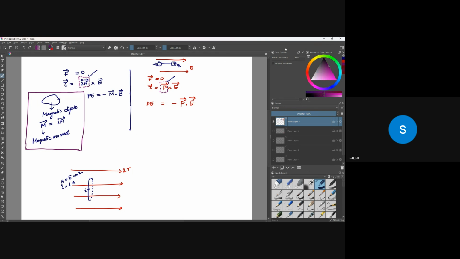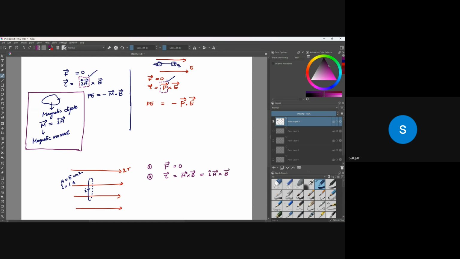Now the question can be like this. First of all, what is the force acting on the loop? Well, we know it's simply 0. Net force is 0 if it is placed in a uniform magnetic field. Next question is, what is the torque? Can anybody tell me? Also 0. Yeah, very good. M bar cross B bar. M bar is I A bar, so I A bar cross B bar.